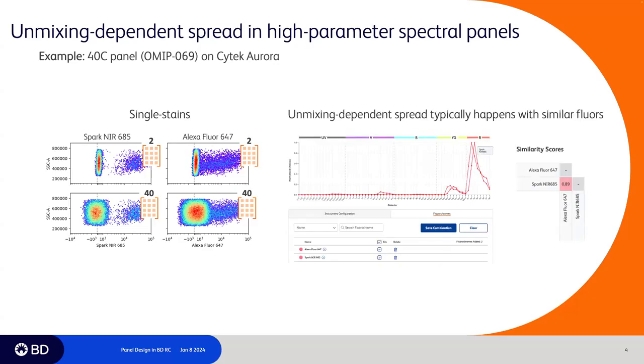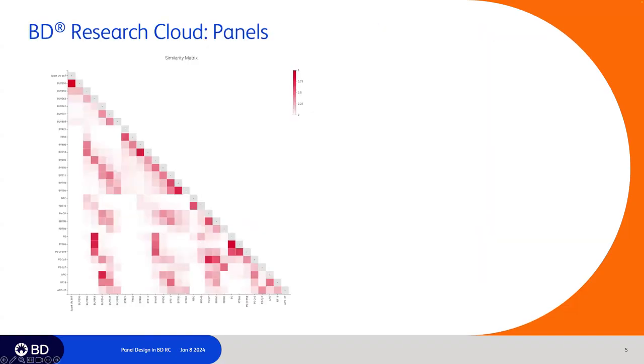Unmixing dependent spread typically happens with similar fluors. So if we look at these, they do have a similarity score of 0.89. So you might think that using the similarity matrix alone can help you prevent this error. However, here is a different panel, and we're looking at the similarity matrix here. You can see that there are high values in the darker red based on the scale. And so simply looking at the similarity matrix and having these higher scores in many places, it's difficult to tell which one of these combinations in the context of the current panel will lead to unmixing dependent spread.